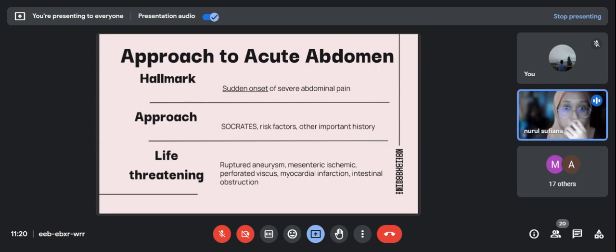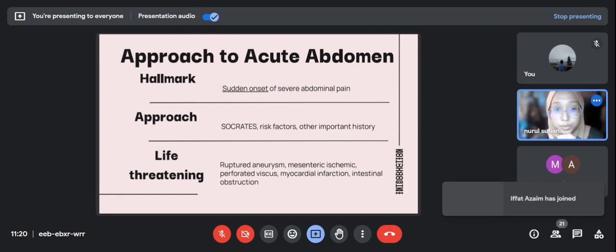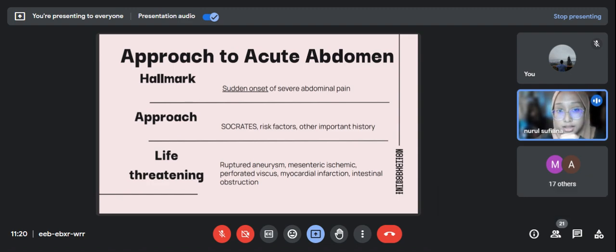Okay, so the hallmark of acute abdomen is the sudden onset of abdominal pain. So how to approach a patient with acute abdomen is first we need to ask about the pain using the SOCRATES, ask the risk factors and also other important history such as past medical history, drug history, family history and past surgical history. Mind you, the life-threatening conditions of acute abdomen such as ruptured aneurysm, mesenteric ischemia, perforated viscus, myocardial infarction and also intestinal obstruction, so that we can detect early and do early intervention.